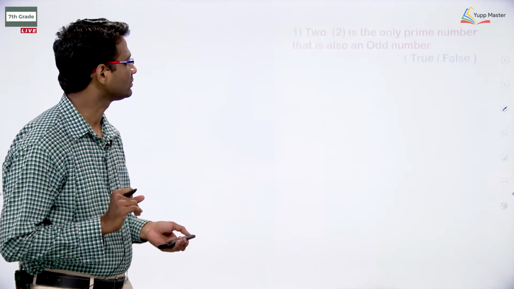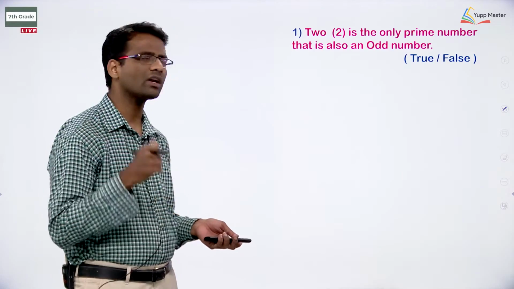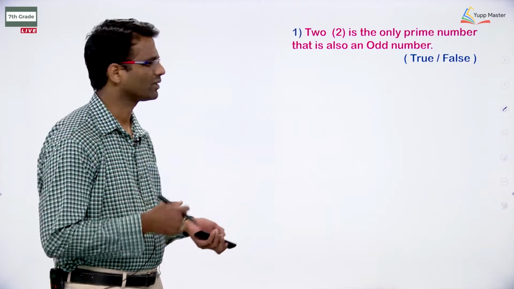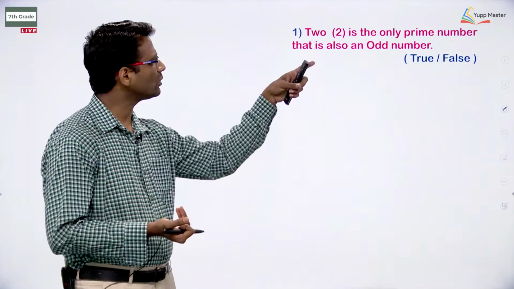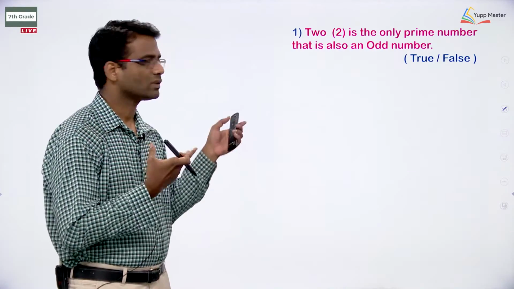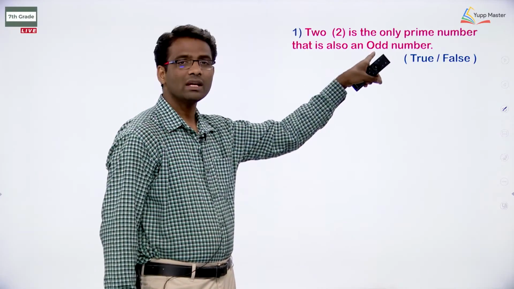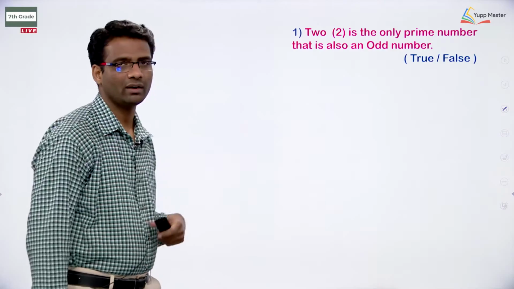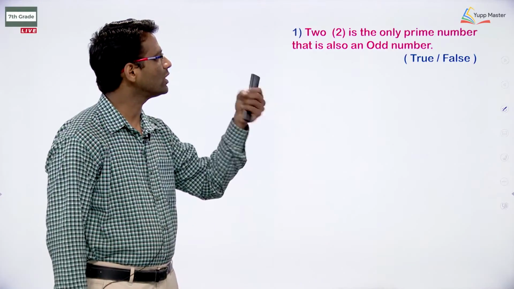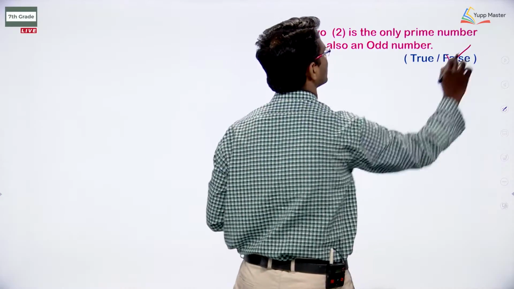Now see here, "2 is the only prime number that is also an odd number," it seems. What rubbish. Is 2 odd? So this statement is controversial, right? If it said even in place of odd, then it would have been true. This statement is false.